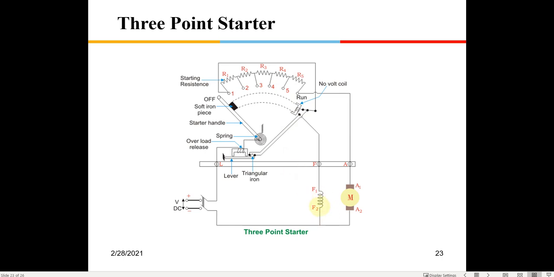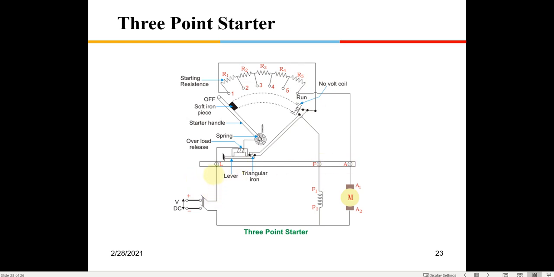This is the field coil of the motor, and this is the armature coil of the motor. Negative you are supplying to the field, and also connecting to the armature, and positive you are going to give through the starter. So let's see how the positive is reaching the field and the armature.